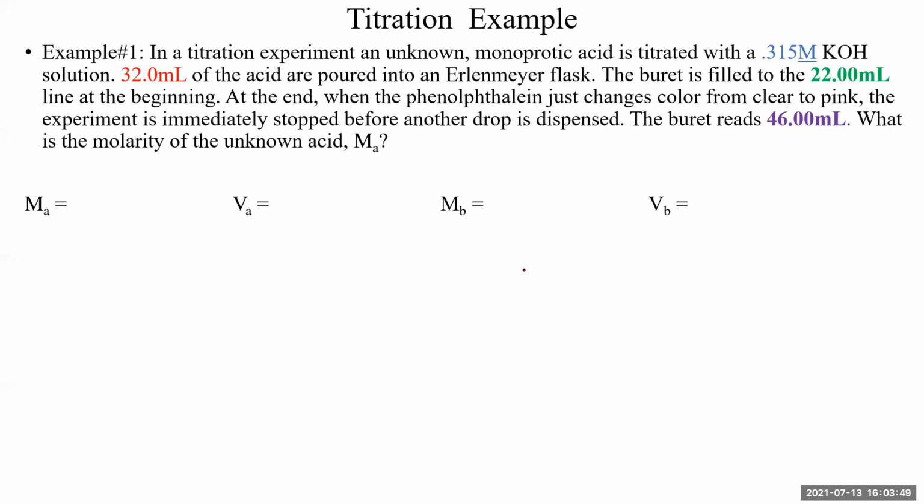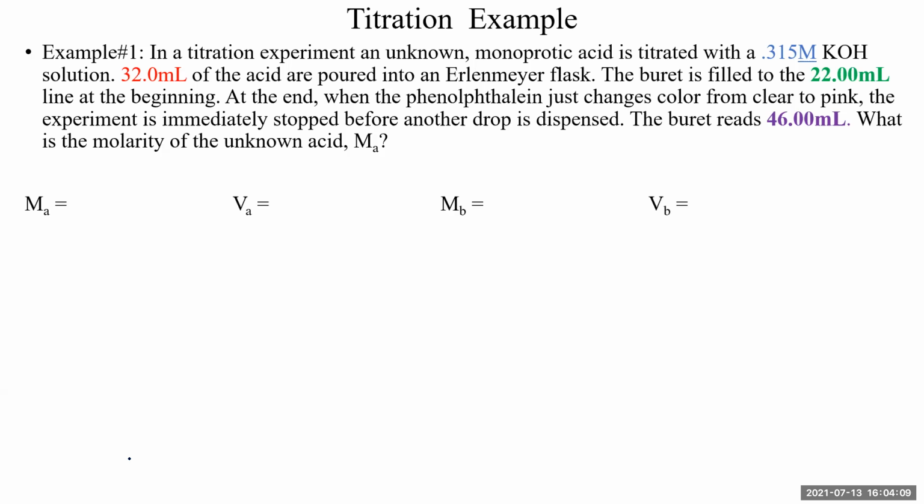Okay, let's do an example. The first two examples are going to be relatively straightforward. It's going to be a monoprotic acid and a monohydroxide base, and we'll just react them together and see what happens. So in our first example, we're going to read through the problem and collect the information as we read through it.